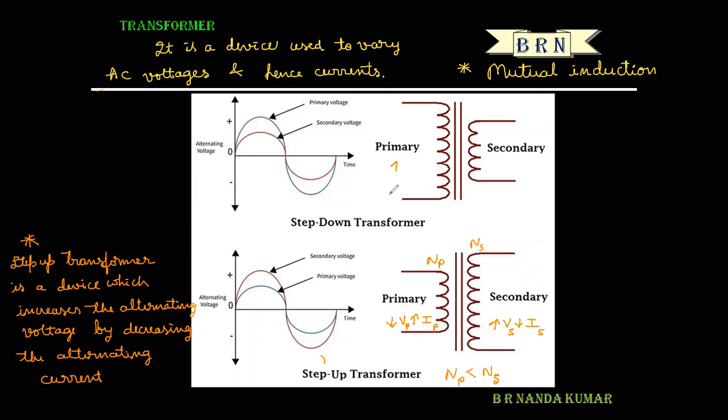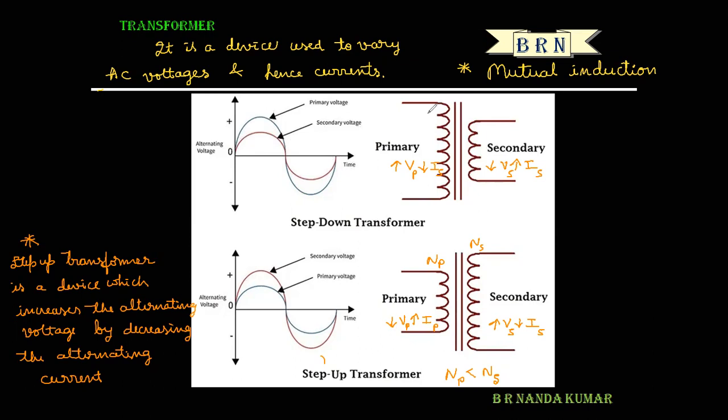But a step down transformer is a device which converts high alternating voltage at lower current into low alternating voltage at higher current. This is IS, this one is VS, the secondary voltage, and this is the secondary current. In a step down transformer, the primary voltage is maximum. Look at this graph. This curve shows the time varying alternating voltage in the primary coil, and this curve shows the time varying alternating voltage in the secondary coil. Here the secondary voltage is less as compared to the primary voltage.